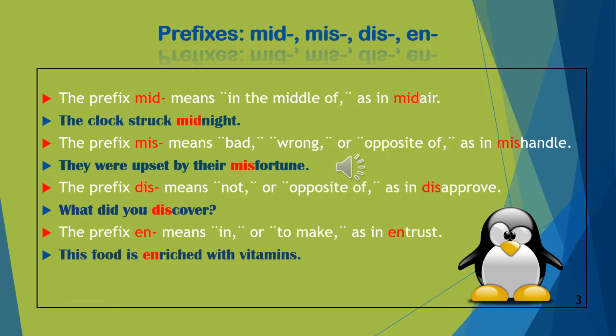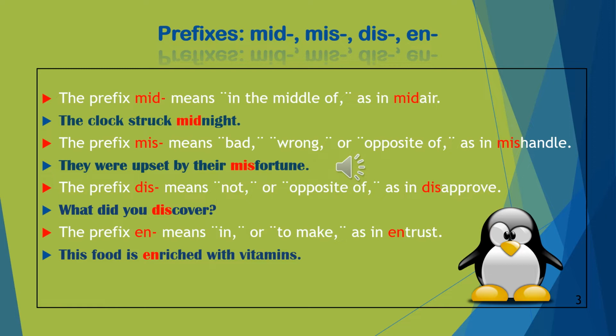They were upset by their misfortune. Here we have a sentence that includes a prefix and a base word, misfortune. The next one is the prefix dis, which means not or opposite of, as in disapprove. What did you discover?